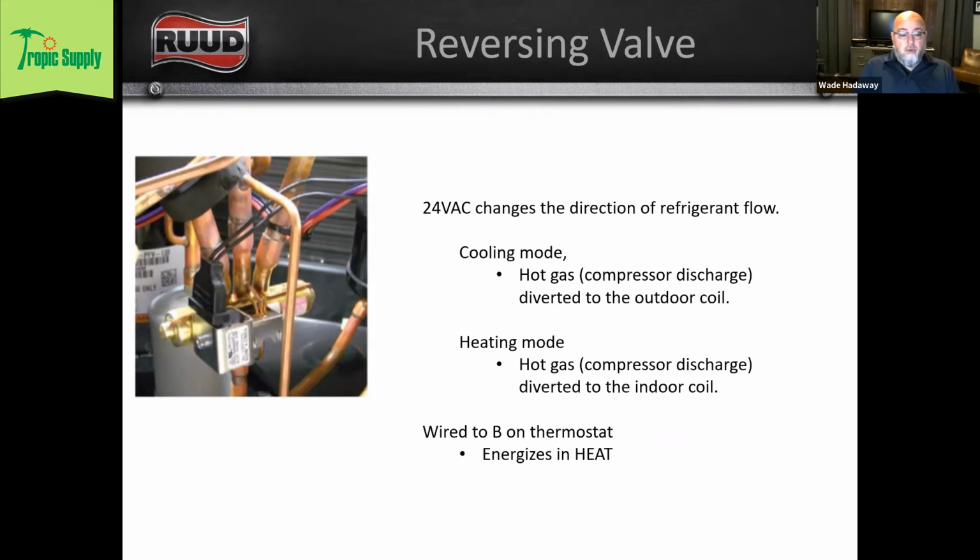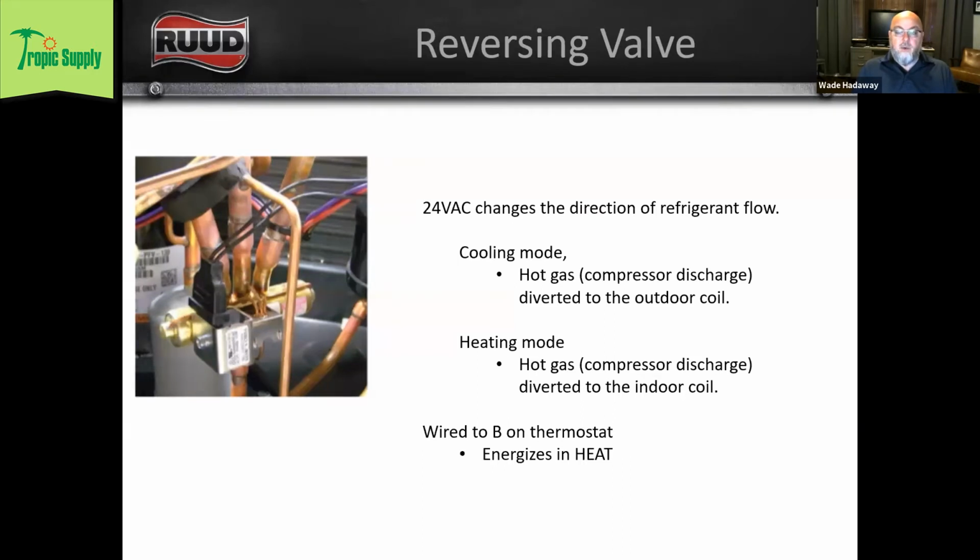And in heating mode, we energize that solenoid and shift the valve, and that changes the flow of refrigerant as far as which coil is doing what job, right? Again, in cooling mode, the outdoor coil is our condenser. In heating mode, we change that discharge line and pump that hot gas inside the conditioned space, and then the indoor coil becomes our condenser coil.